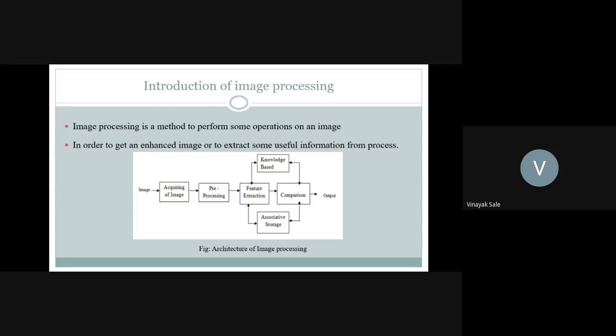So, here is one architecture of image processing. There is one image as an input, then it acquires the image, and pre-processes it, then feature extraction, knowledge based, associative storage, and comparison. These are the 6 stages of image processing. As we can say, a digital image is an image f of x, y in which both spatial coordinates and brightness are digitalized. So this is an introduction of image processing.